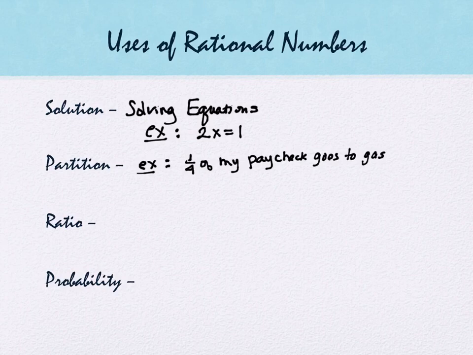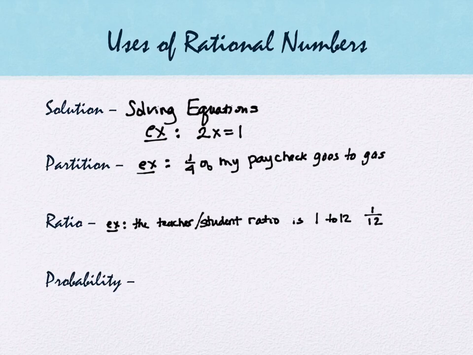Ratio. Ratios are another use of rational numbers. So we'll do an example of one that's familiar to you. The teacher-student ratio is 1 to 12, for example, and we would write it as 1 over 12. That's a use of a rational number.